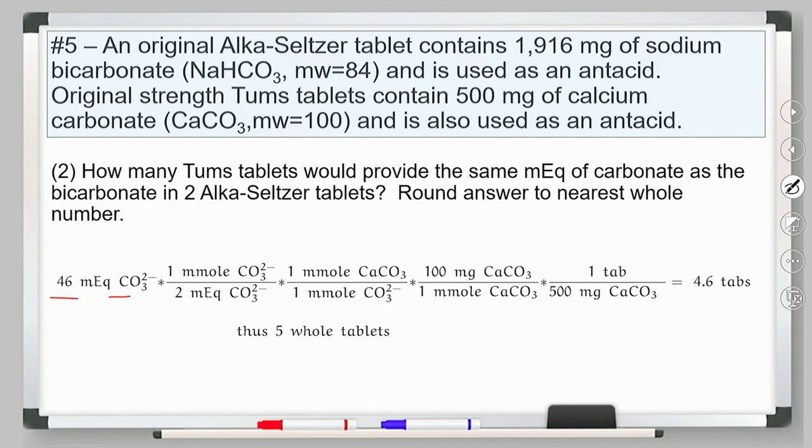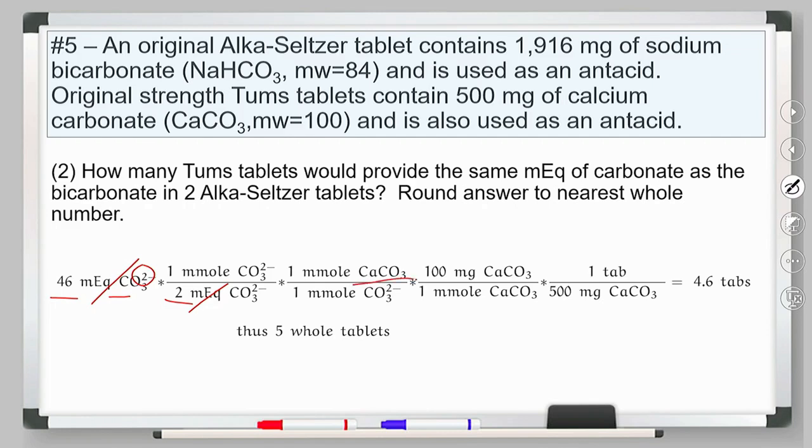Let's convert that to the number of molecules, or millimoles, by looking at the valence. Now, the valence on carbonate is 2. So there are 2 milliequivalents of carbonate for every 1 millimole of the carbonate. All right? So if we take our 46 milliequivalents and divide by 2, you would get essentially 23 millimoles of carbonate. All right? How do I go from carbonate to calcium carbonate?